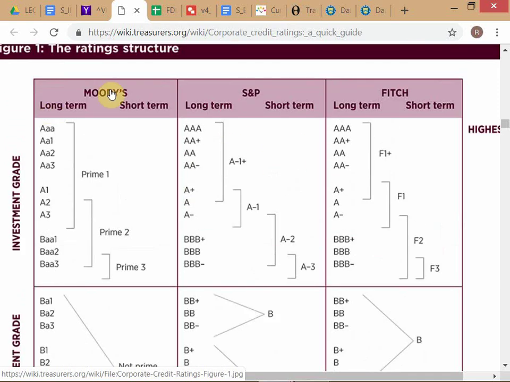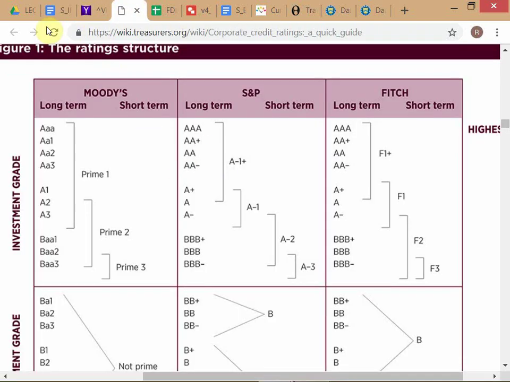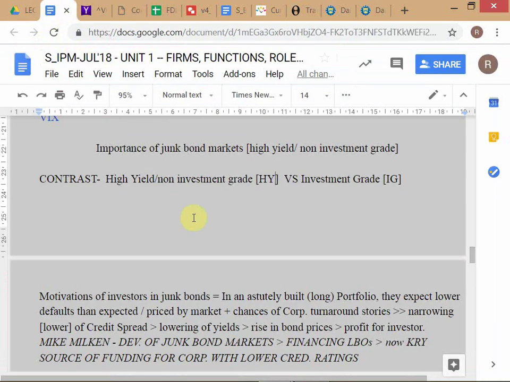If any of you are going for a Moody's Analytics interview, normally you don't have to memorize this stuff. But I think it makes sense to have memorized the Moody's ratings. I don't think it's really very important, but it can't hurt. In general you should just know where to find this so that you can look up the ratings. So the point is high yield versus investment grade. There is a contrast that we make between these two categories. What you have to understand is the importance of junk bond markets.